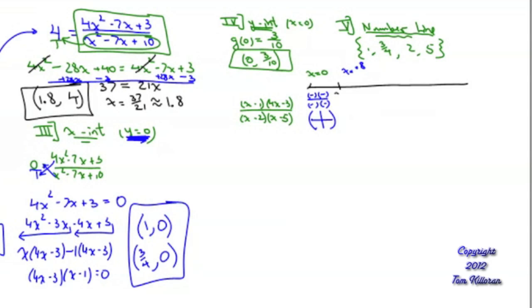0.8 minus 1 is negative. 4 times 0.8 is 3.2. 3.2 minus 3 is positive. 0.8 minus 2, negative. 0.8 minus 5, negative. 3 negatives, so the result is negative. Alright, next one, between 1 and 2.